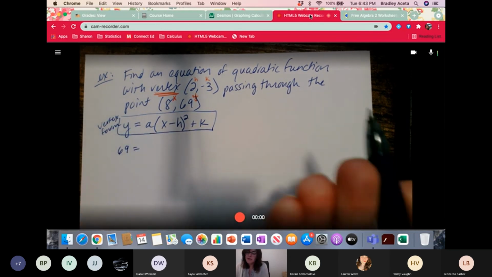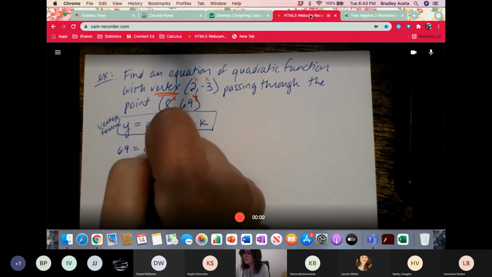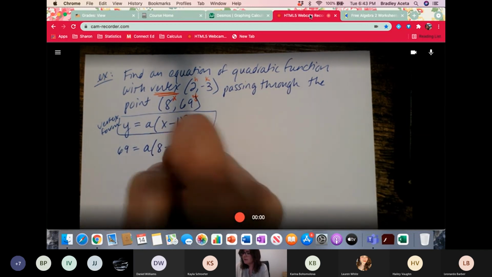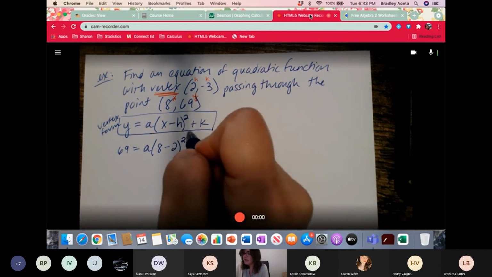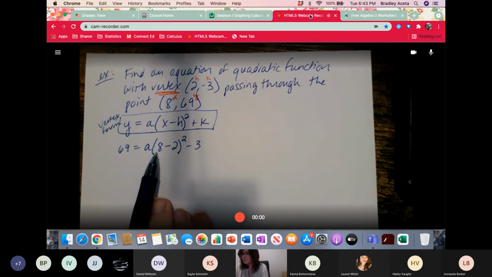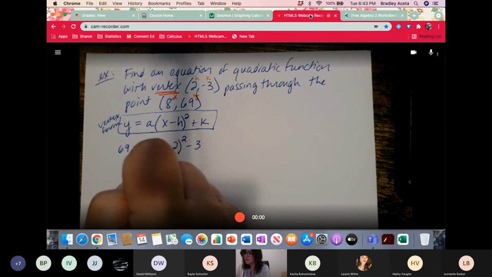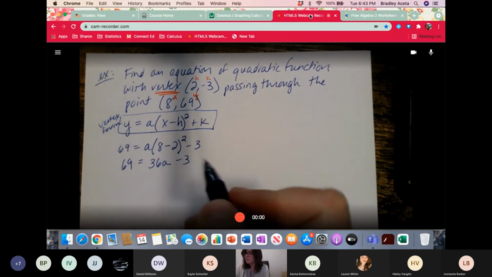The a, I don't know. We're going to figure it out. The x is 8 minus the h is 2 squared. The k plus k would be -3. And then you clean it up. Do your parentheses first. 8 minus 2 is 6. 6 squared is 36. So I'm not going to write a 36. I'm going to write 36a minus 3.